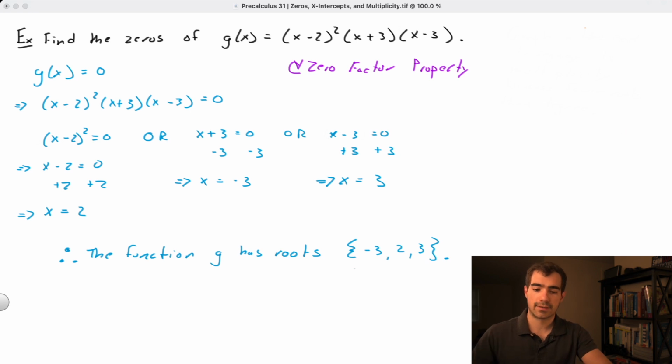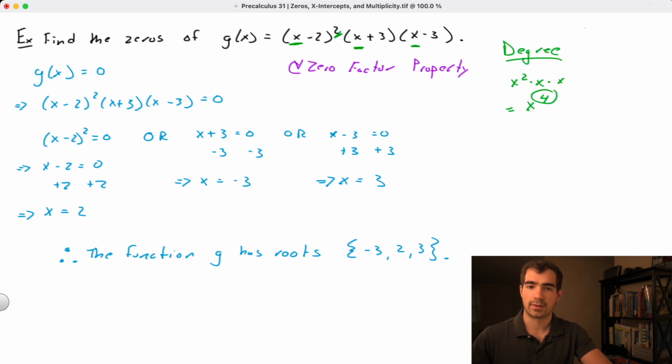And we'll notice here that this has 3 roots, even though if we were to determine the degree and multiply x squared times x, we would get x to the 4th, and so have a degree 4. And so we can have a case where we have fewer roots than the degree, but we can't ever have a case where we have more roots than the degree.